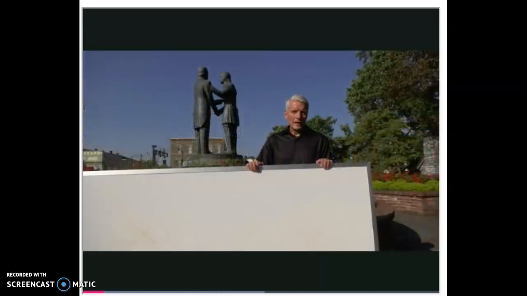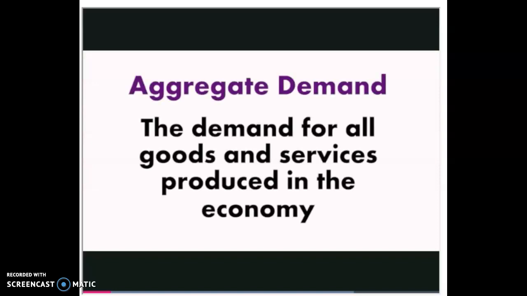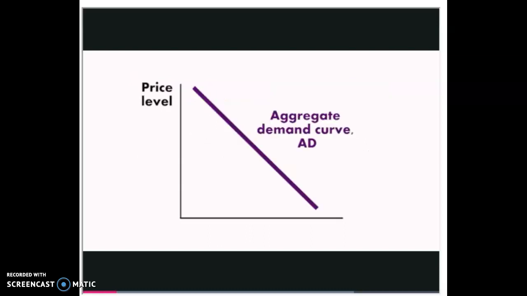Let's talk about some big concepts here in Constitution Square, where some big things happened, like the birth of the Commonwealth of Kentucky. Speaking of big things, an economy's aggregate demand is the demand for all of the goods and services produced in the economy. The vertical axis measures the aggregate price level in the economy as determined by a price index such as the Consumer Price Index. The horizontal axis measures the real gross domestic product in the economy.